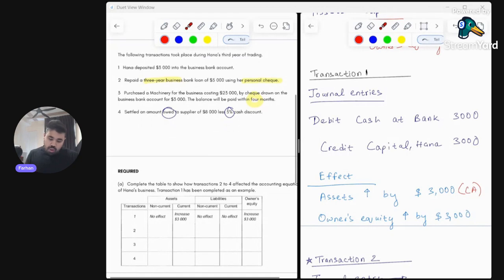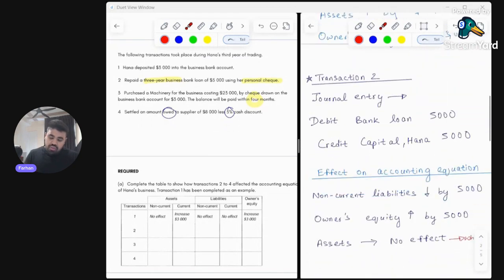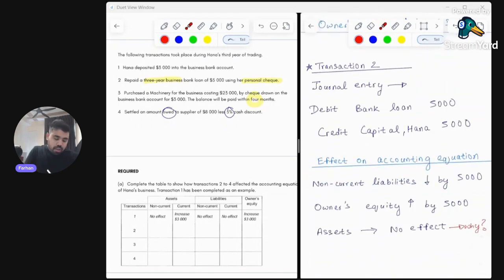Now, let's look into the second transaction which we have got. Repaid a 3-year business bank loan of $5,000 using her personal check. All right. So you can see that I have highlighted some keywords here, which is the 3-year bank loan, and also then I've highlighted personal check. Now, how should we journalize the second transaction?